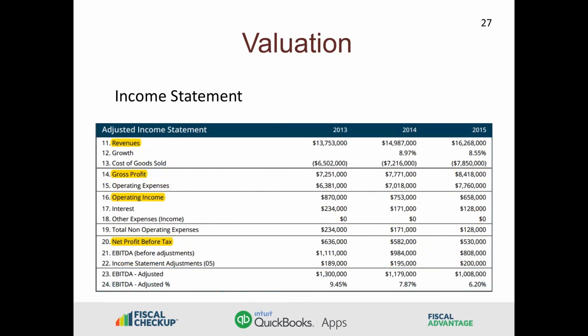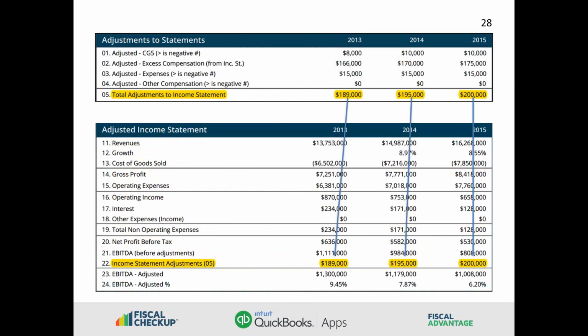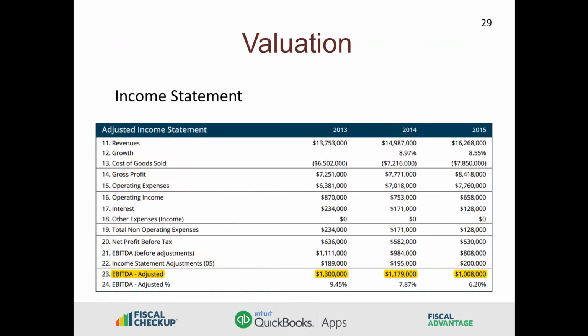Here's the income statement with all of the historic values from all of the published financial reports, including the revenues, gross profit, operating income, even the net profit before tax. And after we make those adjustments on the top, we create a line at the bottom of the income statement where we add this back in, here listed as income statement adjustments on line 22, which in this case results in an adjusted EBITDA of about $1 million in 2015. And it is this adjusted EBITDA that's going to be used in the valuation methods later on.